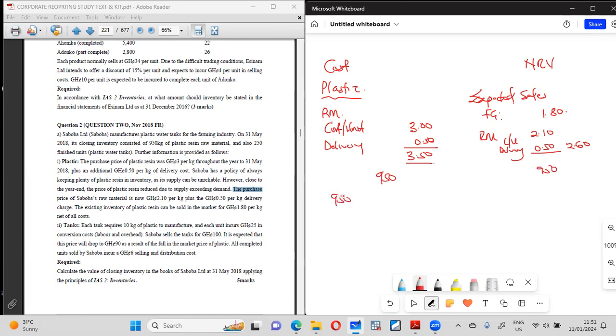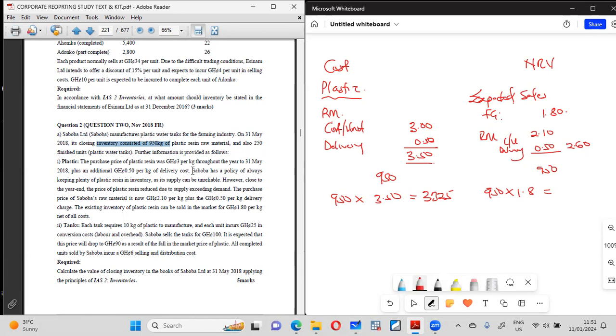So if you do 950 multiplied by 3.5, what do we have? We have 3325. All right. Then when you come here, you have 950 by 1.8. Yes, closing inventory consists of this. All right. So that is that.